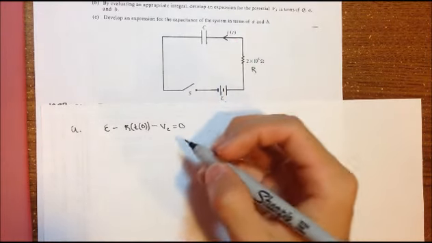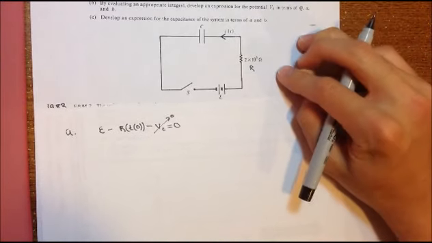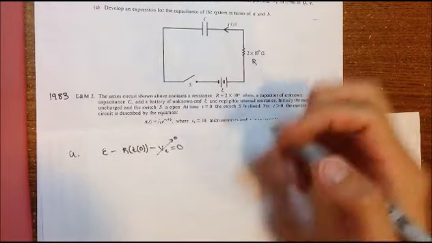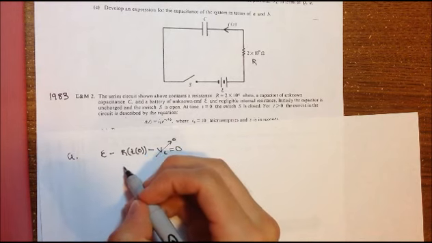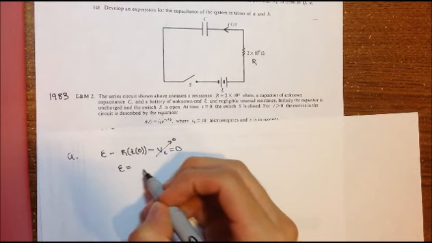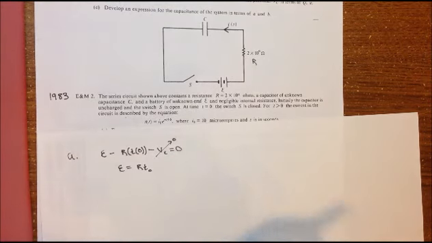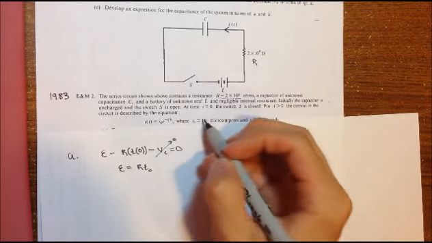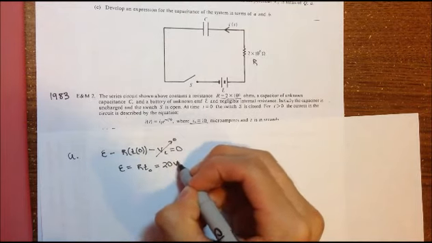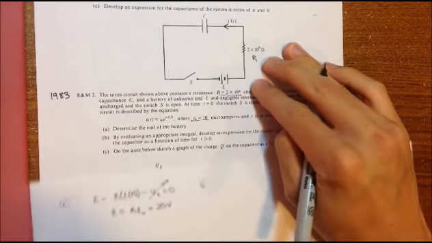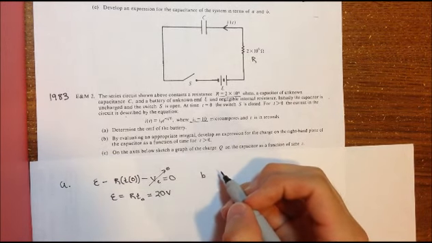But we know that at time t equals 0, there is no voltage across the capacitor. And we also know that the initial I value is going to be equal to 10 microamperes, and so this is equal to R I naught. We're given values of R and I naught, and we plug that in, we get 20 volts.